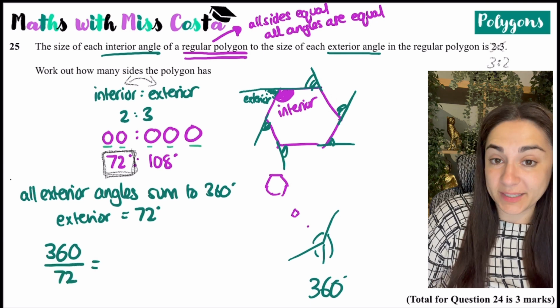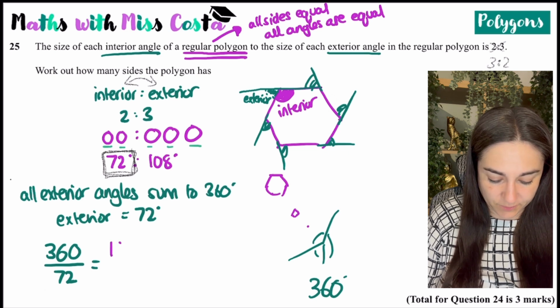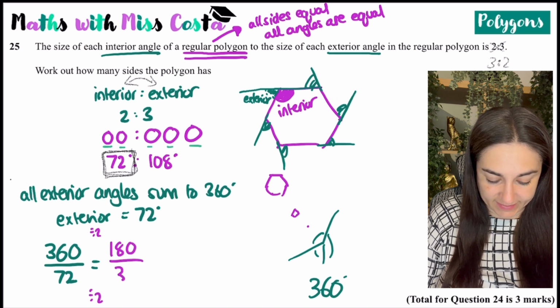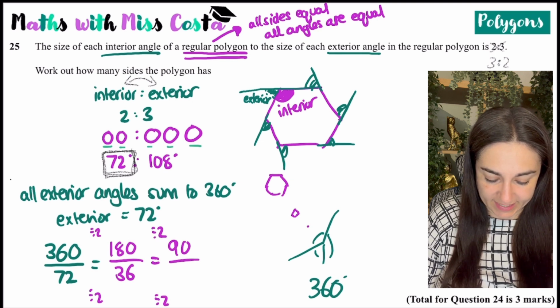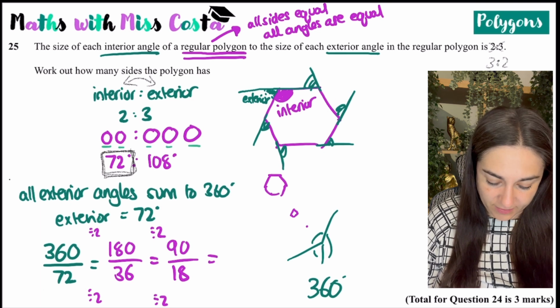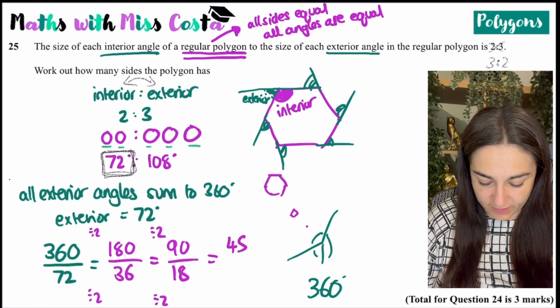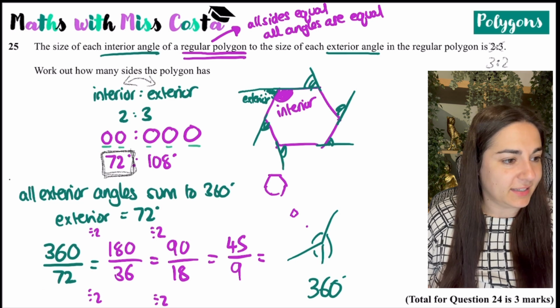I can either count up in 72s or I can just simplify the fractions. So I might start by dividing by 2. 360 divided by 2 is 180, and 72 divided by 2 is 36. Divide by 2 again, that would be 90, and 36 divided by 2 is 18. If you can't do it in your head, then just use the bus stop method. Then I can divide by 2, that would be 45 divided by 9, and 45 divided by 9 is 5.